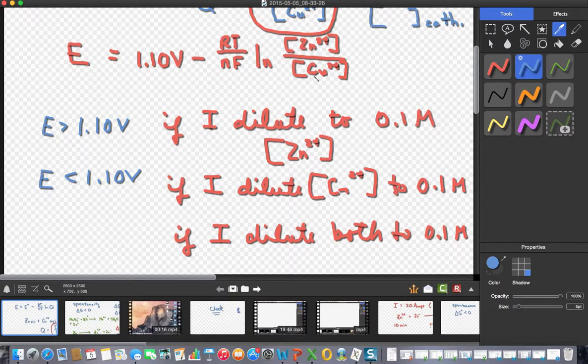If, however, I dilute both or concentrate both to the same value, E will be equal to 1.10 volts. These three scenarios are very important. You will have to address this on your final exam tomorrow.